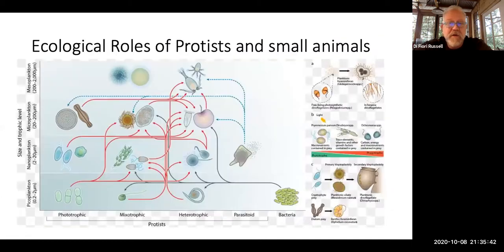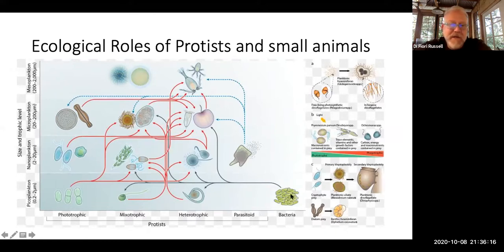Okay, so there are different roles that these little organisms can play. On this graphic at the bottom, you'll see protists listed and then some roles that can be played. Phototrophic, or autotrophic, are the photosynthesizers. Mixotrophic are species that can do both photosynthesis and heterotrophy, which is on there as well. Heterotrophy means you eat somebody else. And then parasitoid, but we won't worry so much about parasitoid. That's a little harder to figure out.